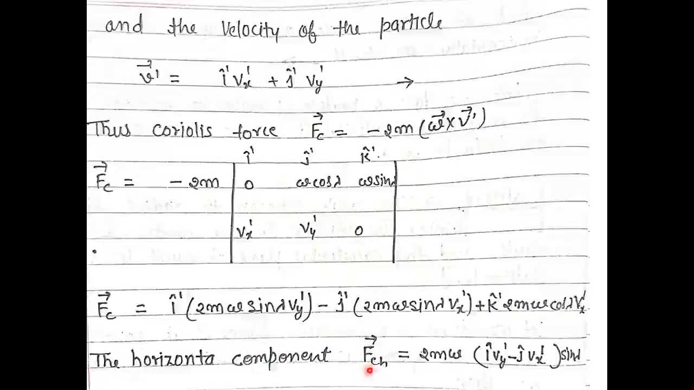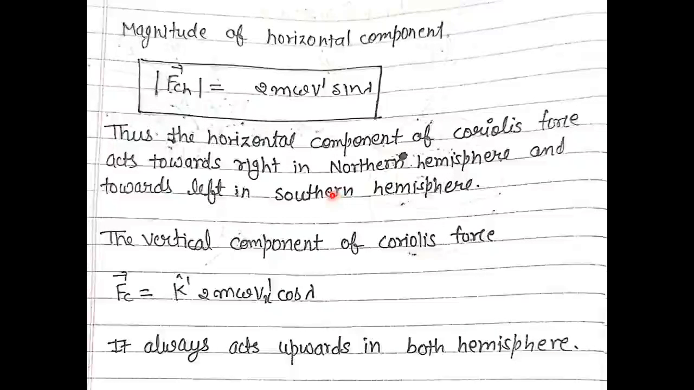The horizontal component of Coriolis force is 2m omega sin lambda times i cap dash vy dash minus j cap dash vx dash, and the magnitude of the horizontal component is FCH equals 2m omega v dash sin lambda. The horizontal component of Coriolis force acts towards right in northern hemisphere and towards left in southern hemisphere.